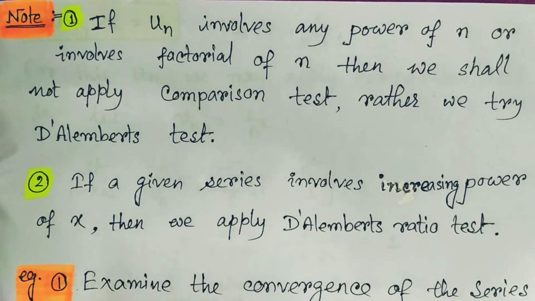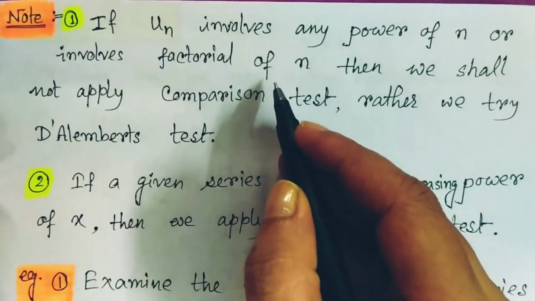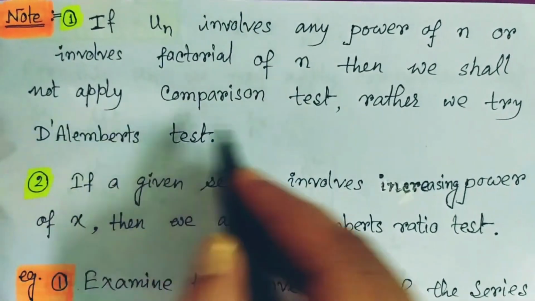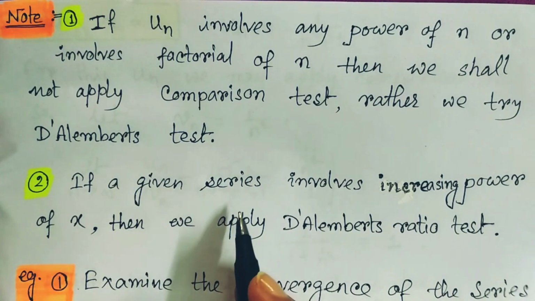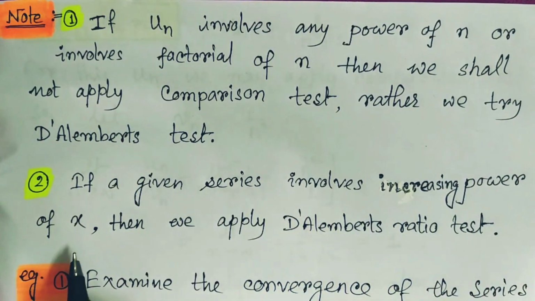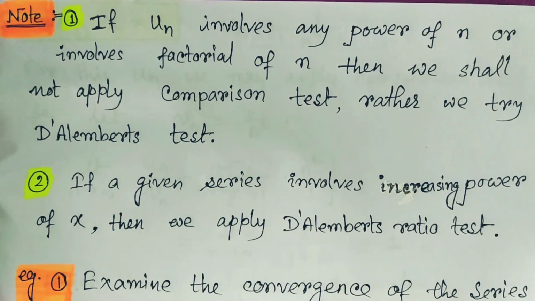So when we apply D'Alembert's test, we should know that if un involves any power of n or any factorial of n, then we shall not apply the comparison test. Rather, we try the D'Alembert's ratio test. Not only that, if a given series involves increasing power of x, then also we should apply the D'Alembert's ratio test.